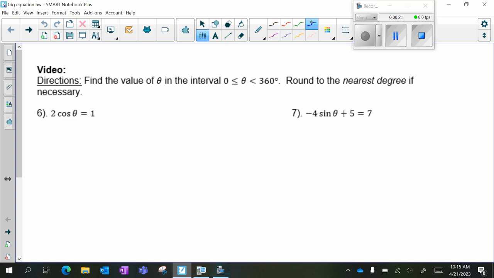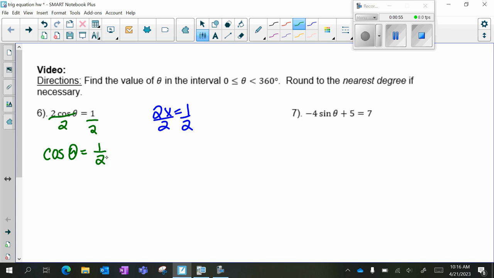So it says find the value of theta in the interval 0 to 360 degrees. So right now we're in degrees. We will do some that are in radians, but for right now, as we're starting out, we're going to do degrees. If this particular question was 2x equals 1, we would just divide by 2. So nothing changes here because there's a cosine. I am going to divide both sides by 2. And we get cosine theta equals 1/2.